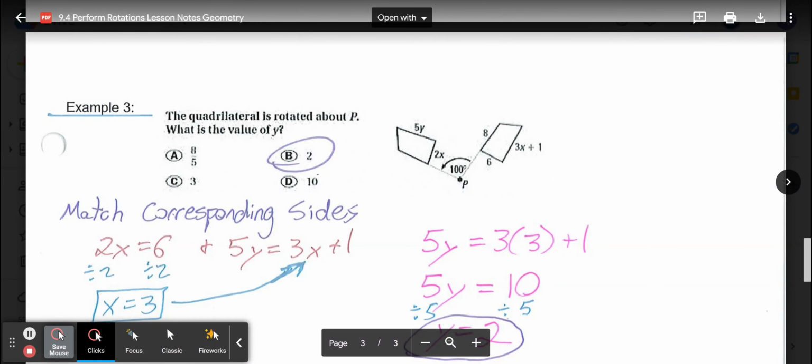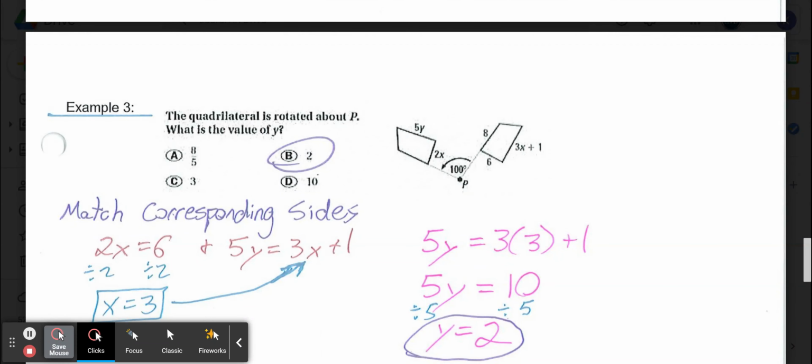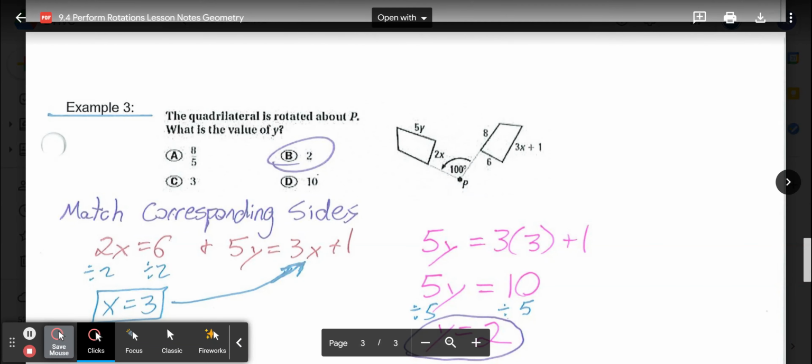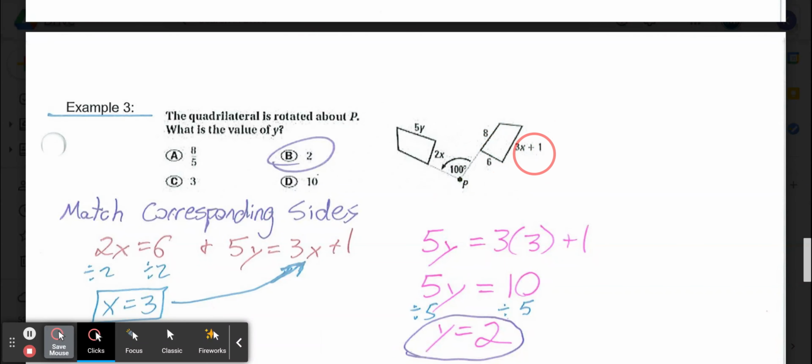All right, then example 3. Example 3 is telling us the quadrilateral is rotated about P. Find the value of y. So in order to do this, we want to look at our original quadrilateral here. It has a side of 8, side of 6, side of 3x plus 1. I don't know the fourth side. It rotates over here 100 degrees to its image, and it has a side of 2x here and 5y here. They want us to find the value of y.